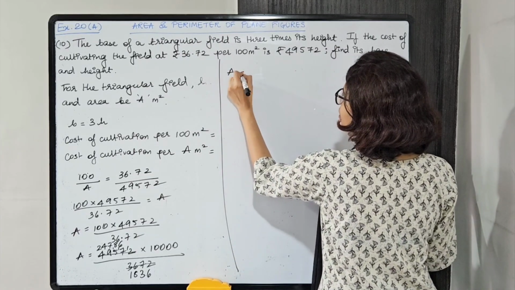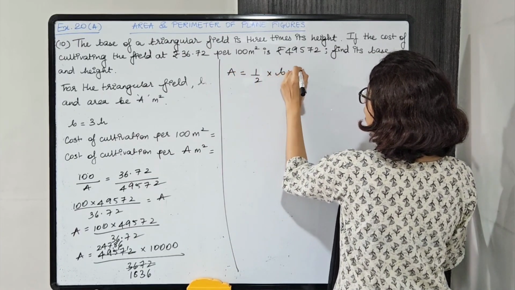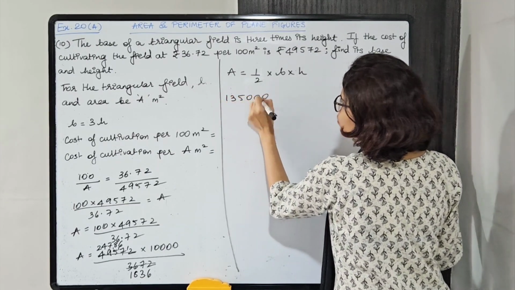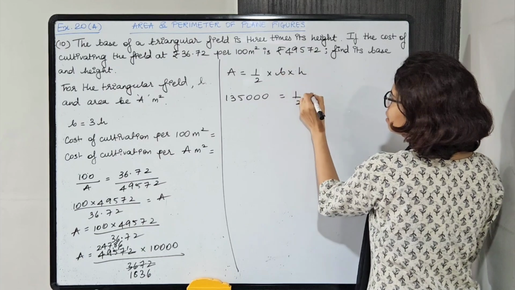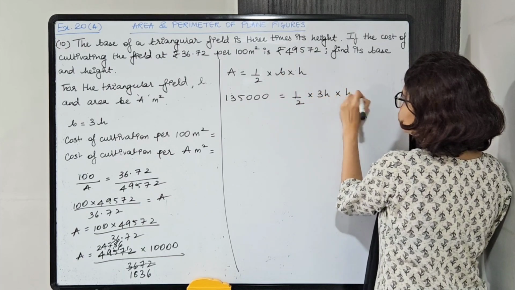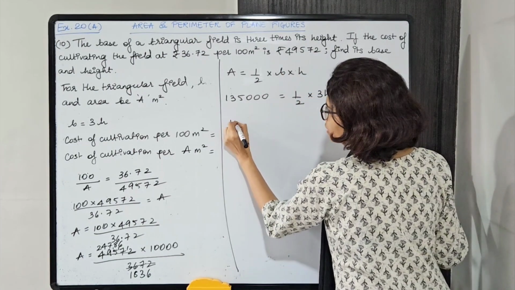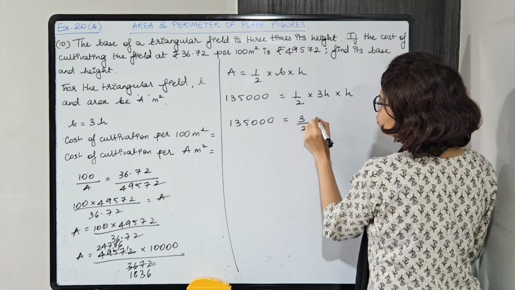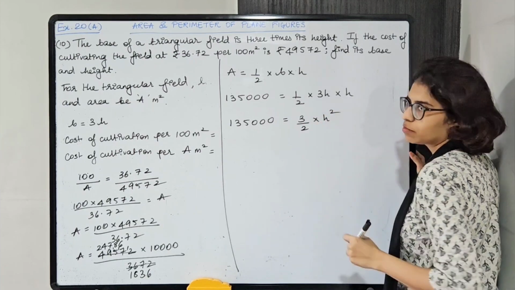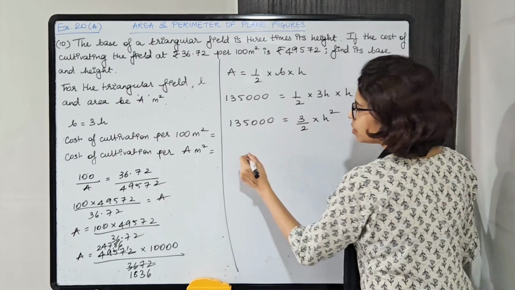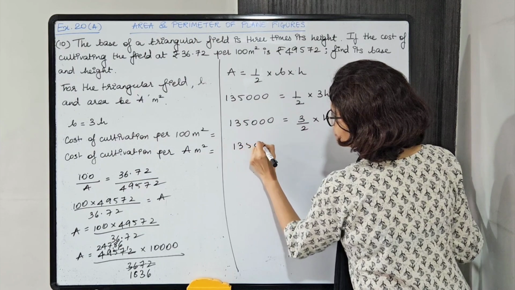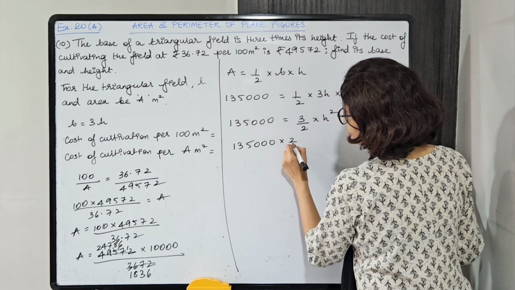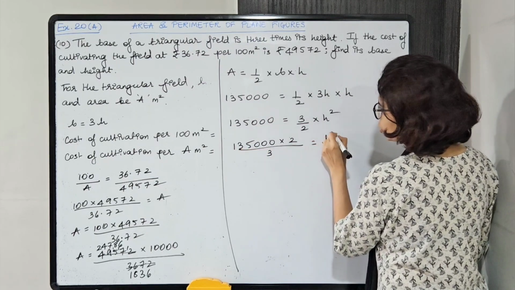सो एरिया इज हाफ इंटू बेस इंटू हाइट फॉर द ट्रायंगुलर फील्ड. एरिया मिला 1,35,000. इट इज इक्वल टू हाफ इंटू बेस इज 3h इंटू h. Okay, so that gives 135,000 is equal to 3/2 into h square. Okay, let's shift this. Reciprocal हो जाएगा, sorry, into 2/3. Okay, is equal to h square.